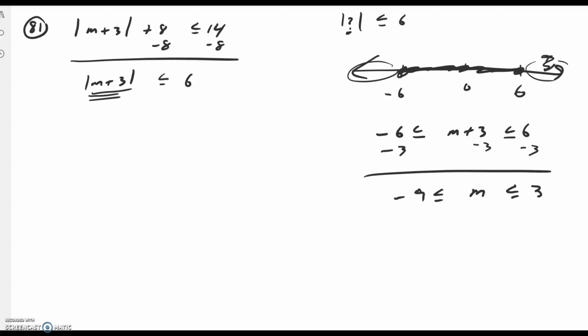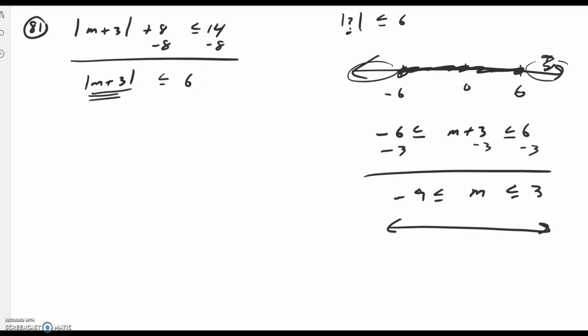And this tells us -9 is less than or equal to m, and m is less than or equal to 3. So it is in between -9 and 3. Now I did not read the directions, so I'm going to go look at the directions. Write the answer using set builder notation, interval notation, and graph the answer. So I'm going to graph the answer.